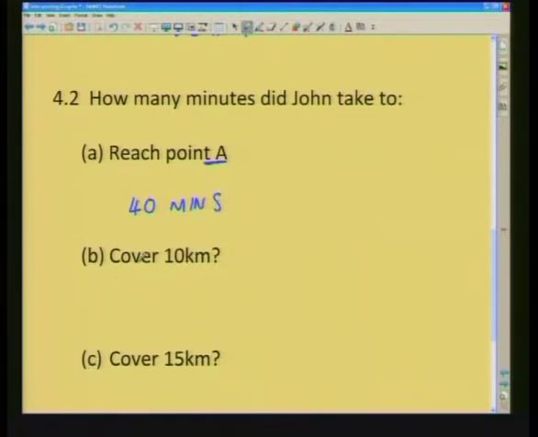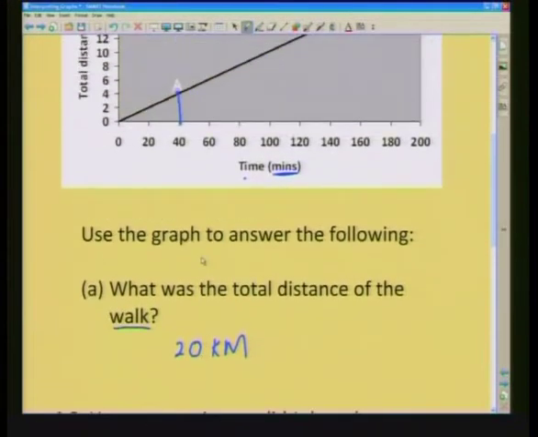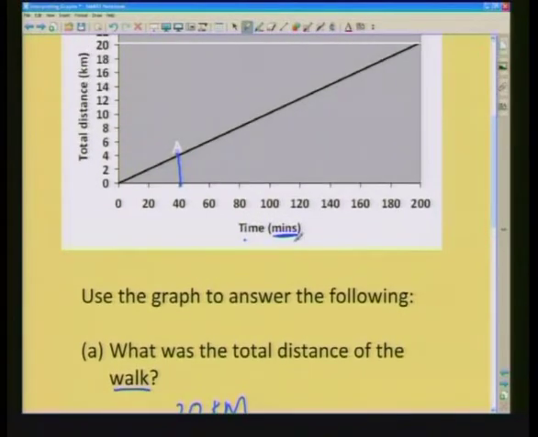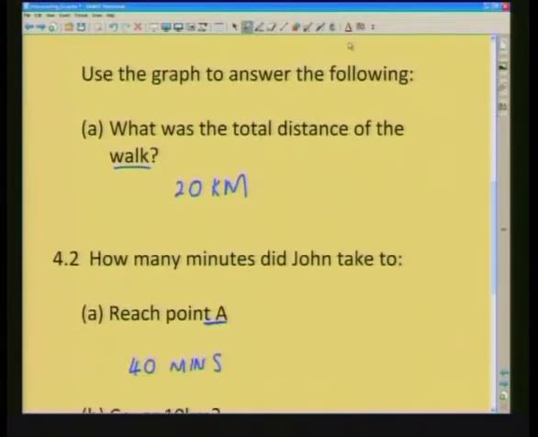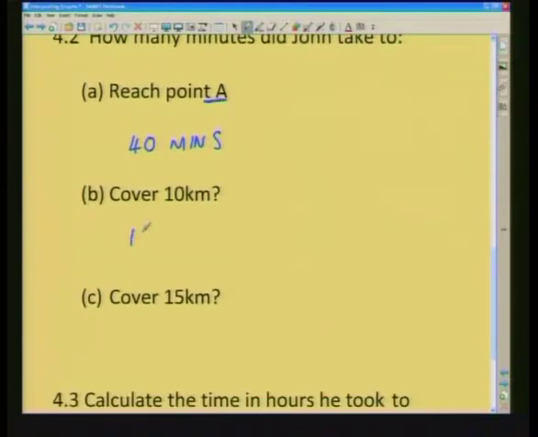They would then like to know how many minutes it took him to cover 10 kilometers. So again, we're looking at minutes, so that means we're interested in the x-axis. All we've got to do is go to 10 kilometers on the y-axis, go across, and where that hits the actual line that shows his distance, we drop down and we see that that will take us to 100 minutes. So it will take him 100 minutes to cover 10 kilometers.